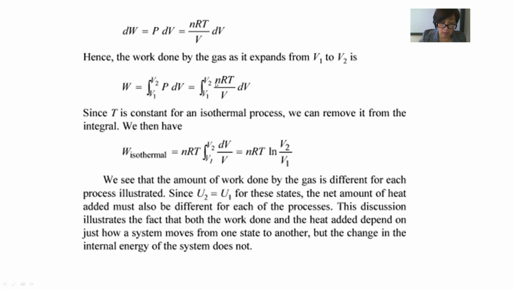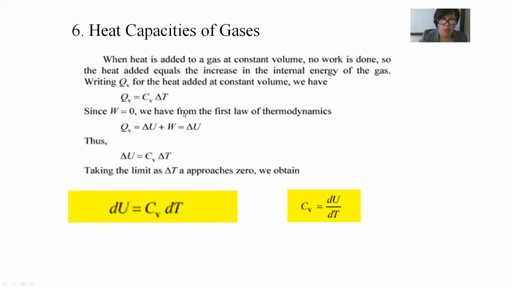Here nRT enters as a constant and is put outside the integral, because T is a constant. T is a constant, since this is an isothermal process. We can remove it from the integral, leaving the integral of dV divided by V, which will be the natural logarithm of the ratio of the second volume to the first volume. This is the work done for an isothermal process.